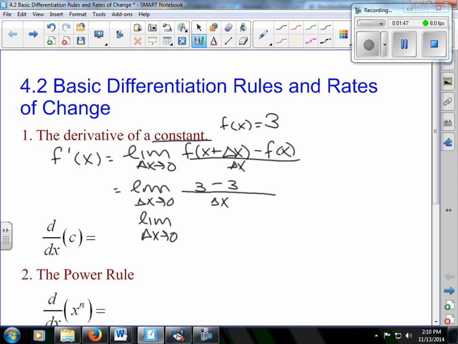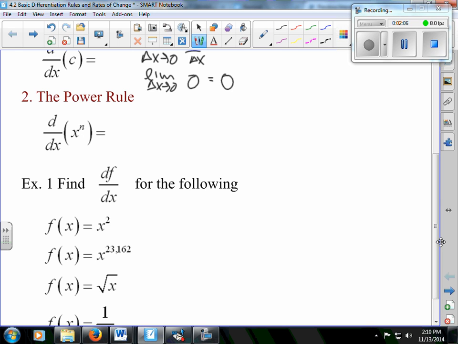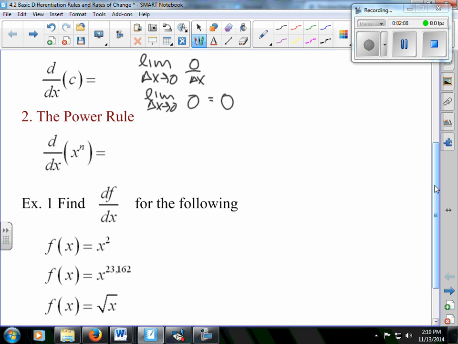And this is 0 divided by delta x. And 0 divided by delta x is 0. So I'm taking the limit as delta x approaches 0 of 0, but there's no delta x anymore to plug into, so this answer is 0. So this is our very first rule. The derivative of a constant equals 0.